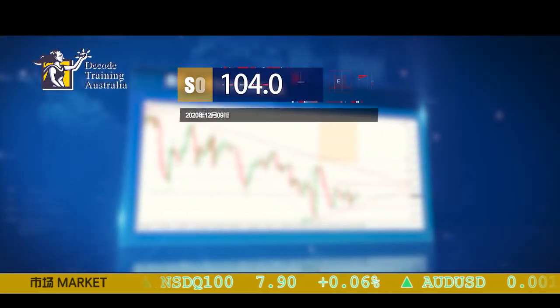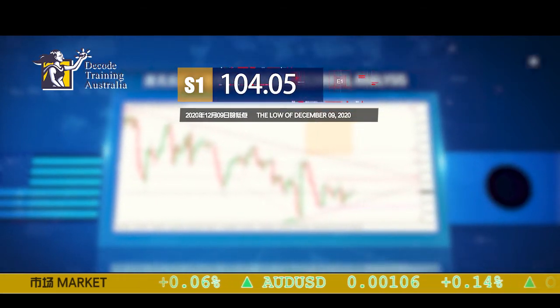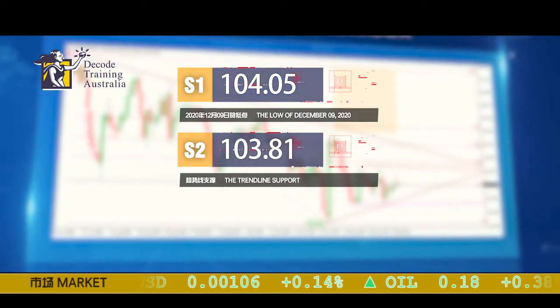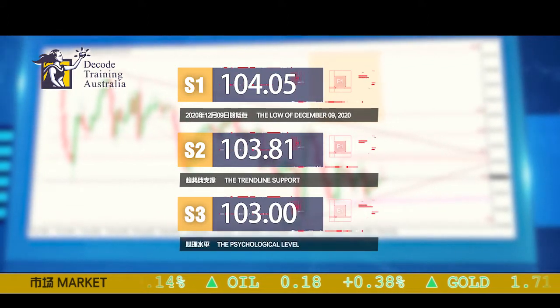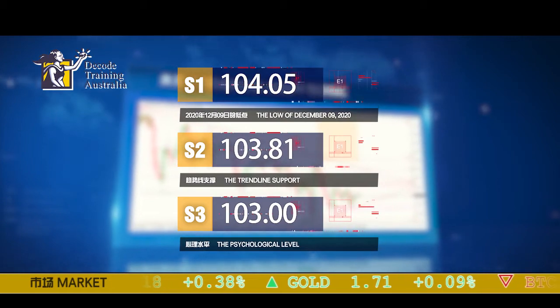And on the downside, the price of the US yen pair might find some critical support level near the listed price tags. The first support will be 104.05, which is the low of December 9th, 2020. And the second support will be 103.81, which is the trend line support. The last support will be 103 even, which is the psychological level.